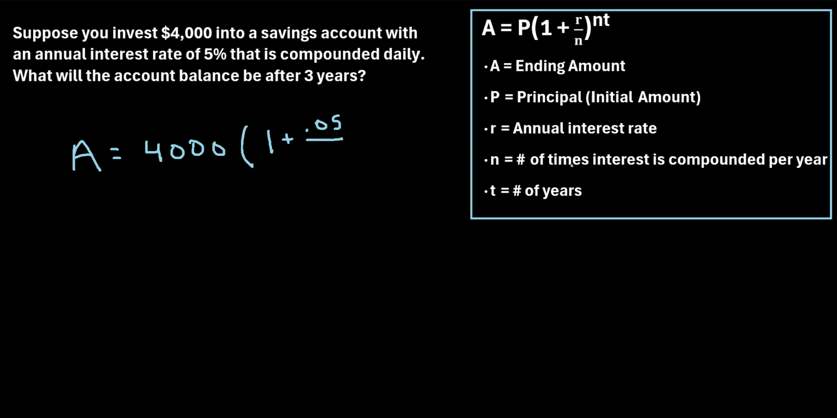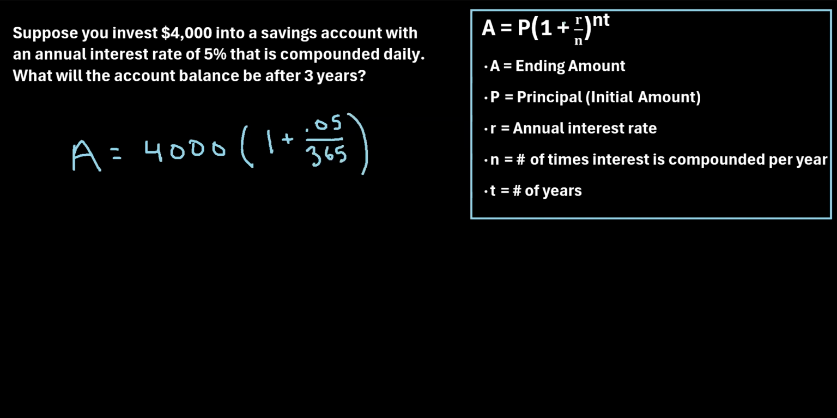N is the number of times the interest is compounded per year. So in this example, we're told that our savings are being compounded daily. So every single day it's being compounded. So there are 365 days in a year. So for N, we're going to use 365.